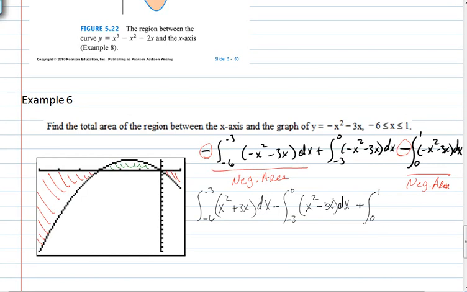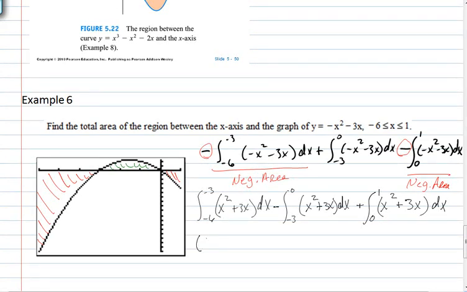You pull the negative out of that term, wouldn't that 3x be plus 3x? Yeah, x squared plus 3x. Calm down, I just made a mistake. You're right. All right, so now we evaluate these integrals.